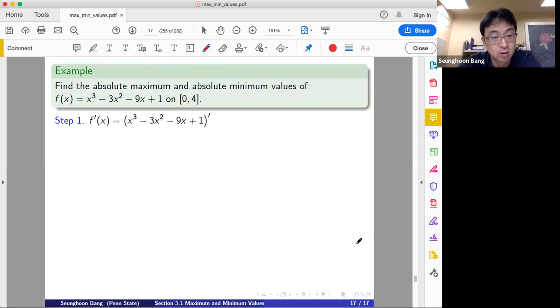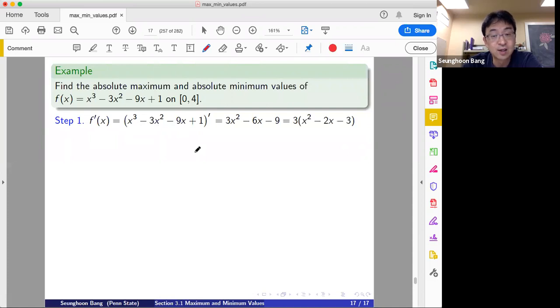Step 1, find the critical numbers first, using the derivative. F prime of x is the derivative of x cubed minus 3x squared minus 9x plus 1. So x cubed prime is 3x squared, x squared prime is 2x, 2x times negative 3 is negative 6x, the negative 9x prime is minus 9, and 1 prime equals 0. So we have it like this.